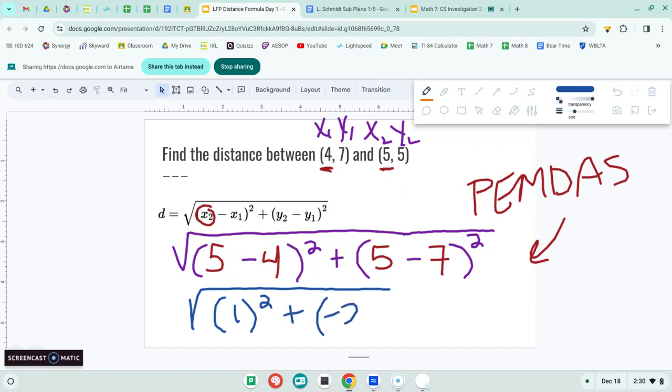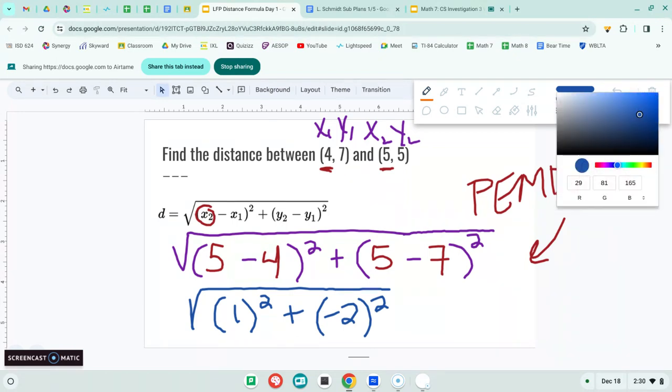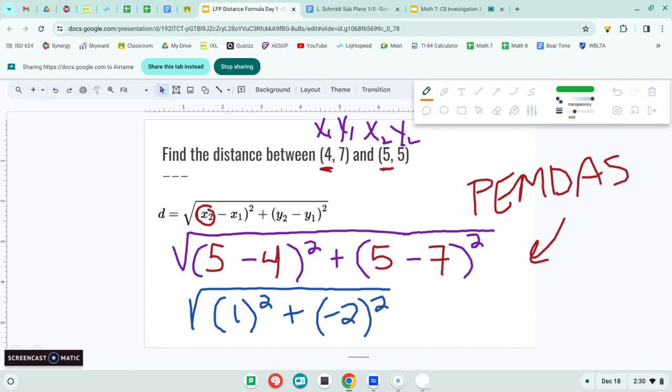5 minus 7 is negative 2. Again, I put those parentheses there to show that the negative or the positive is also being raised to the power of 2. When I put that in my calculator, 1 times 1 is just 1, and negative 2 times negative 2 is 4. Again, at this point, you should have positive answers. So you should be adding 4 plus 1 together to get 5.